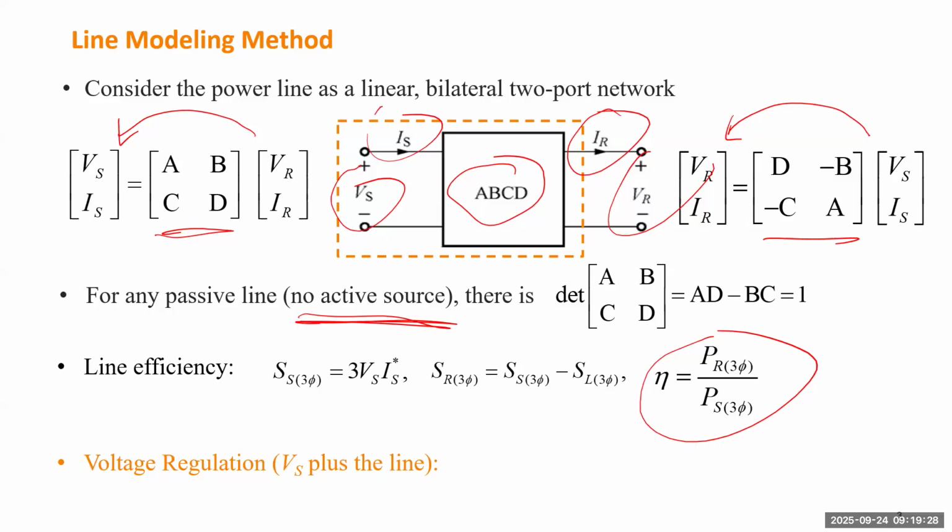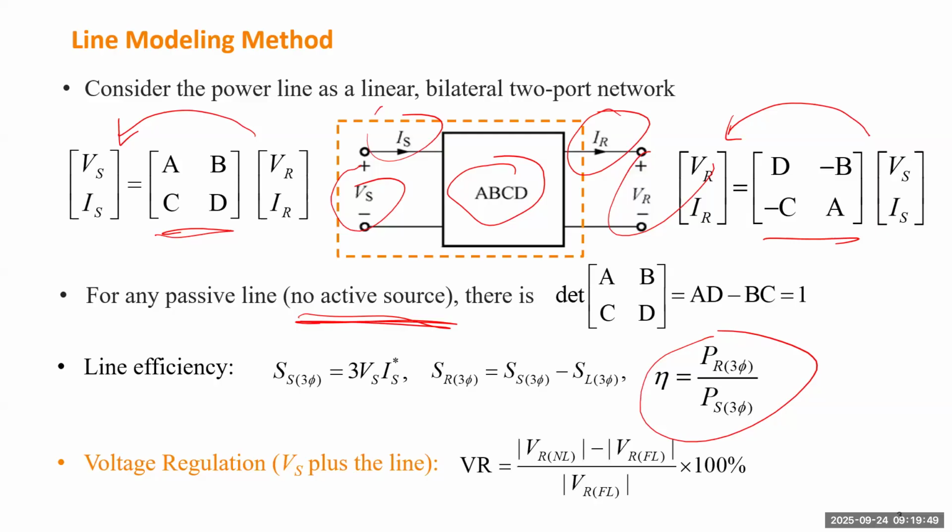Then we can study the voltage regulation. When the voltage regulation is 0, this line is perfectly helping the source to deliver the energy. There's no loss, and there's not much change in the voltage. So the voltage will be perfectly the same as the source voltage.